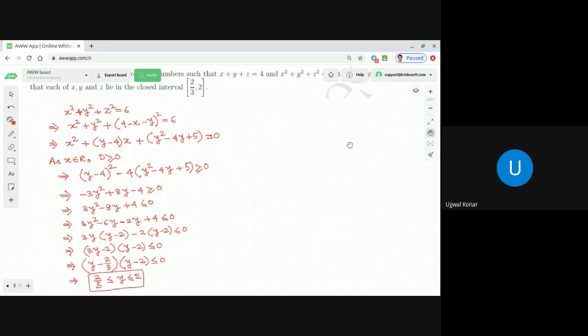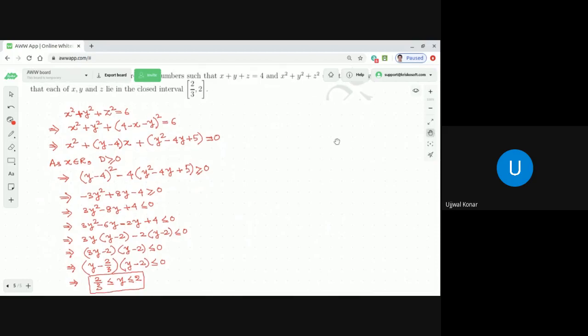In the same manner, dear students, you need to express, the way you see that I have expressed this as a quadratic equation in x. Similarly, you need to make a quadratic equation in y and a quadratic equation in z. If you make a quadratic equation in y, then you'll find the range of values of x in the same manner, exactly following the same steps that I have done here. You will find that 2 by 3 is less than or equal to x, less than or equal to 2.